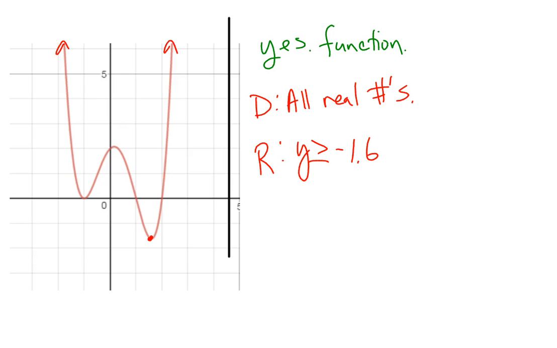Now, does this have an upper value? Does it ever stop going up? No, right? These arrows tell me it keeps going up forever. So my range would just be all y's greater than or equal to negative 1.6. All right? And that's the domain and the range of this function.